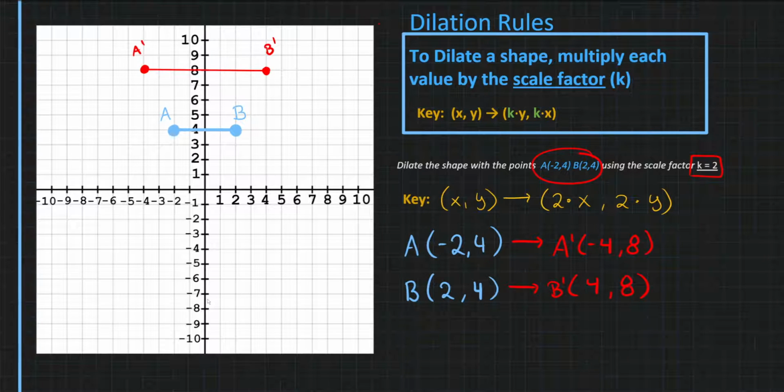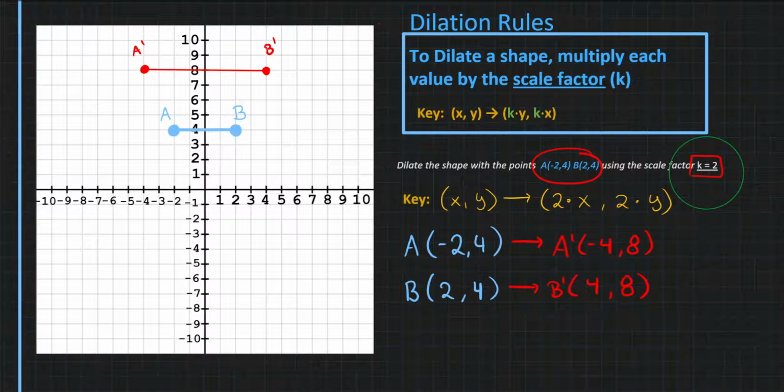That is a dilation. Now, before we move on to the next one, I want to try a little thought experiment. Why don't you guess? Yes, A prime, B prime is bigger than A, B. But how much bigger? Is it 2 times as big? 3 times as big? 4 times as big? I want you to guess and use this scale factor to inform your guess.